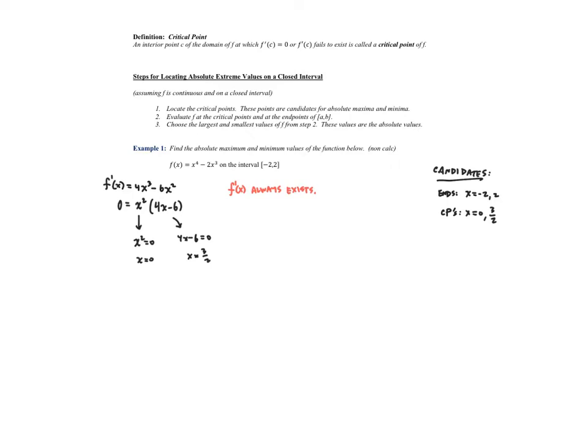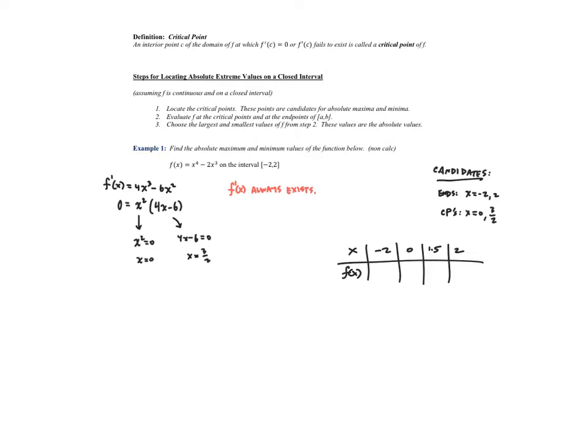All right, now we've got all the candidates. We've got the endpoints, we've got the critical values or critical points. So now what we're going to do is find outputs for each of those critical points or candidates, and endpoints. So I'm going to switch back here. I'm going to take my x values of -2, 0, 3/2, and 2, and I'm going to find outputs for each of those. So I'm going to find f of x for each of those values.